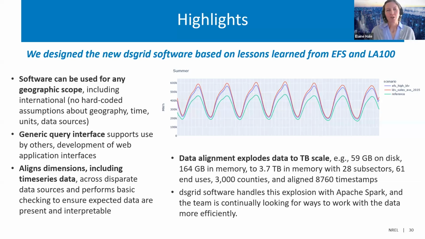And then I want to point out why this is hard. So when we're trying to align these data sets to each other, we usually end up exploding the data on one or more dimensions. And I just wanted to give an example of the data kind of shown above in this graph in a simplified way. It's pretty big, just sitting on disk as individual data sets, about 59 gigabytes. But then if you pull all those data sets into memory, it becomes 164 gigabytes. And then if you actually align across all of the dimensions, you get into terabyte scale data. And in this case, we had these 28 subsectors, 61 end uses, about 3,000 counties, and hourly timestamps. And so, we knew that this was the kind of thing that happens when we do this work based on our previous projects. And so we chose the right kind of software stack to help us with that. And currently the big data technology we use on the back end to do this work is Apache Spark.